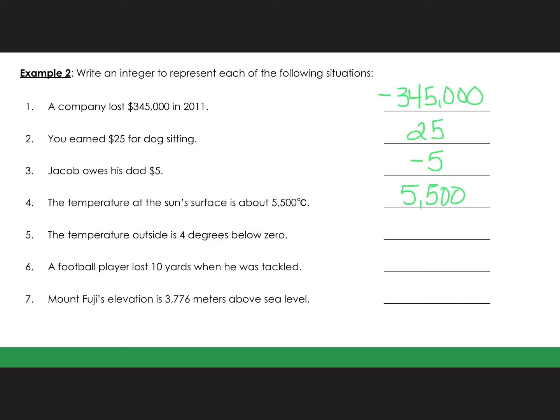The temperature outside is 4 degrees below 0. Hopefully that's not true, but if it were, it would be -4. A football player lost 10 yards when he was tackled, so losing would be -10. Mount Fuji's elevation is 3,776 meters above sea level, so that's going to be a positive as well.